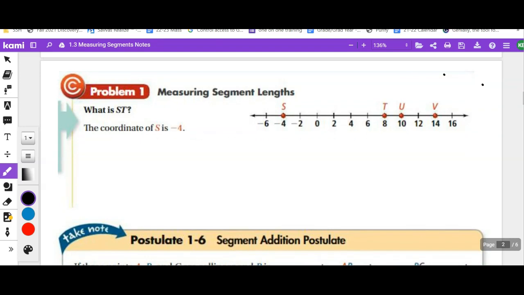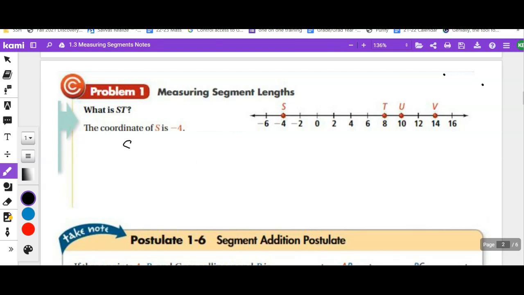What is ST? So S and T. Notice that it doesn't say what is segment ST. So it's not asking me about segment ST, it's asking me about ST. The notation is really important because whenever you don't have the segment symbol, it's talking about length.